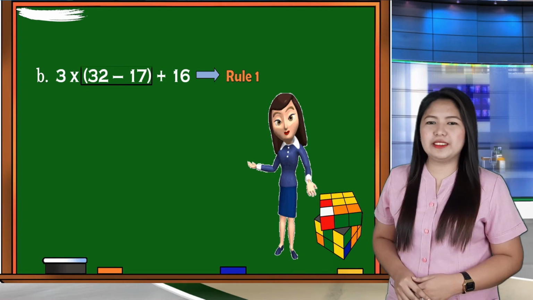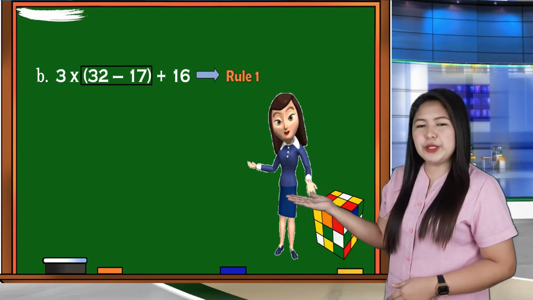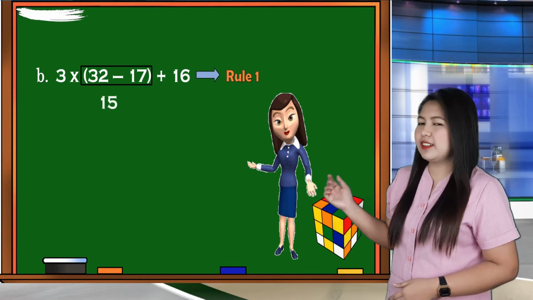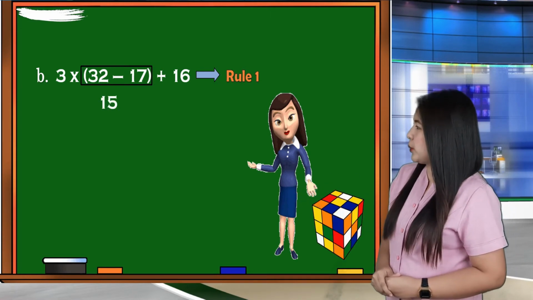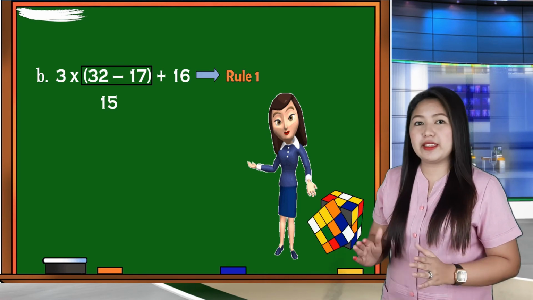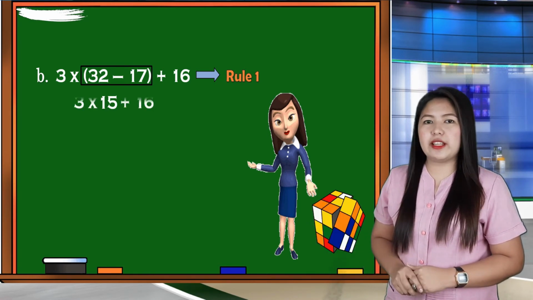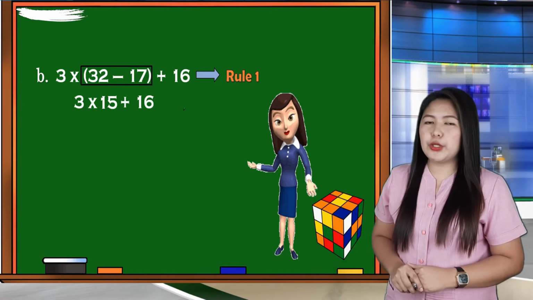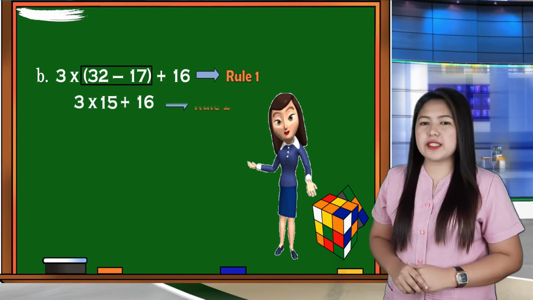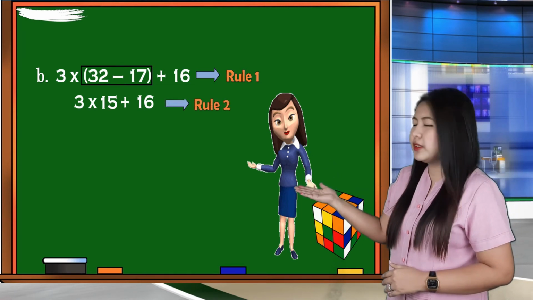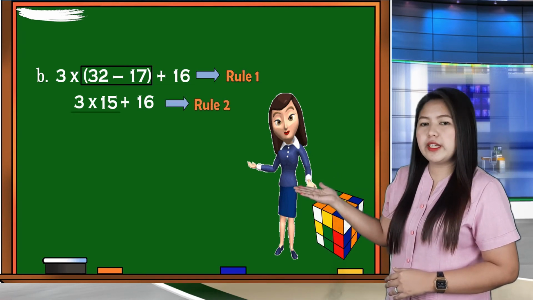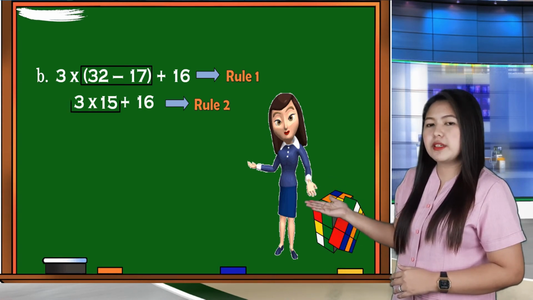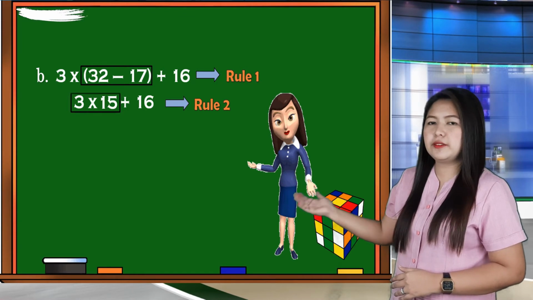Letter B example. The difference between 32 and 17 times 3 plus 16. So dito sa expression na ito, nakikita nyo may parenthesis. Sa rules natin, rule number 1, uunahin natin isolve yung nasa loob ng parentheses. So 32 minus 17 is 15. Bring down 3 times plus 16.